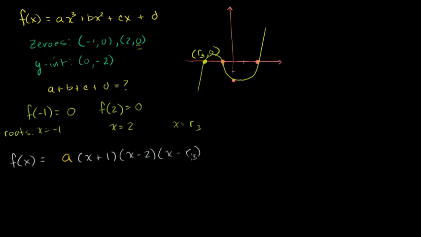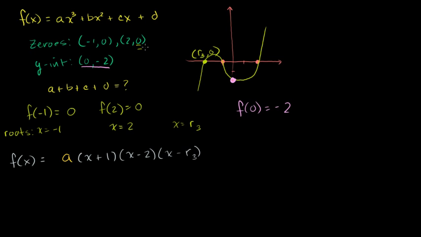And so if we can solve for R3, we can just multiply this thing out and do a little bit of pattern matching to figure out what these coefficients are going to be. Now, the other big clue they gave us is the y-intercept, that point right there, the point (0, -2). They're telling us that f of 0 is equal to -2.